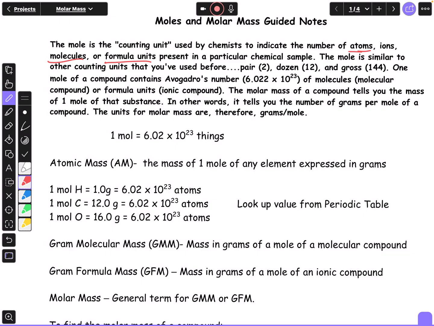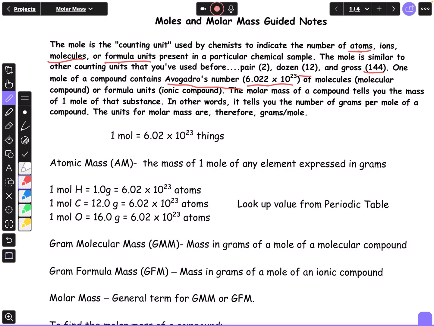The mole is similar to other counting units that you've used before, like a pair. A pair means 2, a dozen means 12, a gross means 144. But 1 mole of a substance contains Avogadro's number, which is 6.022 times 10 to the 23rd atoms if we're talking about an element, molecules if it's a molecular or covalent compound, or formula units if it's an ionic compound.